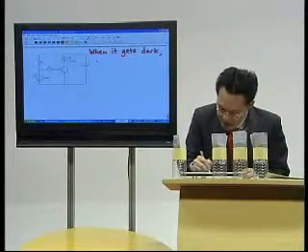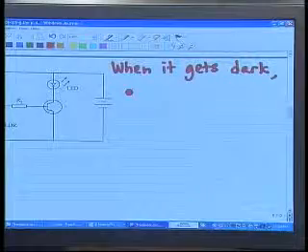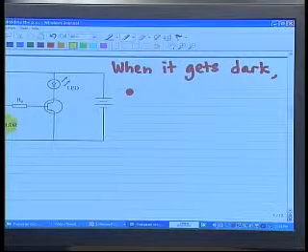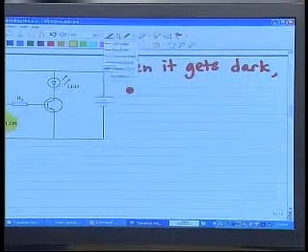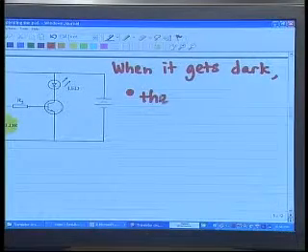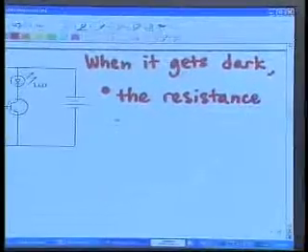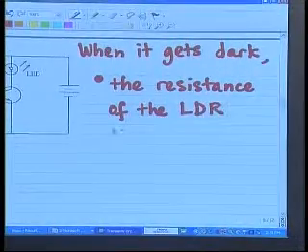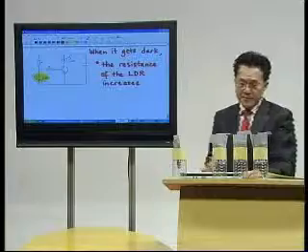So when it gets dark, what happens to the LDR? The light dependent resistor. So this is the first thing we have got to ask. So what happens to this when it gets dark? We need to mention something about its resistance. So the first thing is that the resistance of the LDR increases. It becomes very big. Alright?